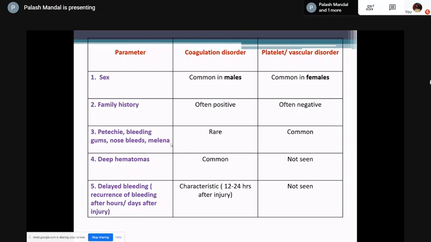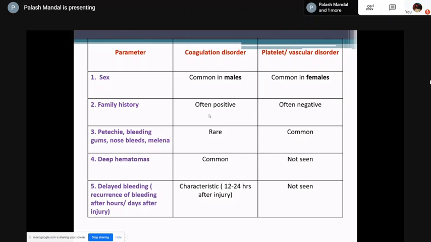So this is the last slide of today. That is the difference between coagulation disorder and platelet or vascular disorder. At times it is asked in the viva examination. Coagulation disorders are most commonly seen in males because they are X-linked disorders, thinking of hemophilia as the prototype. Platelet and vascular disorders are mostly seen in females. You remember the ITPs, chronic ITPs, mostly seen in females.